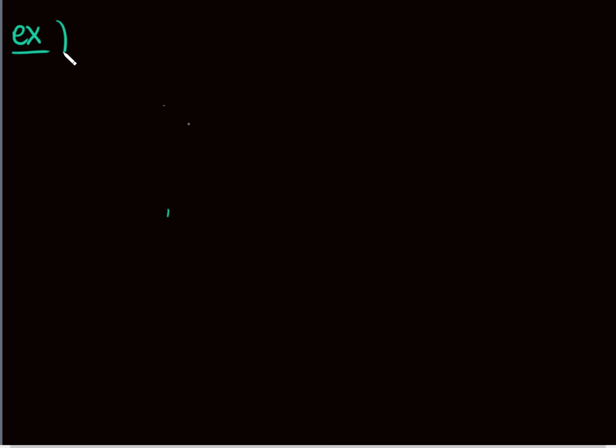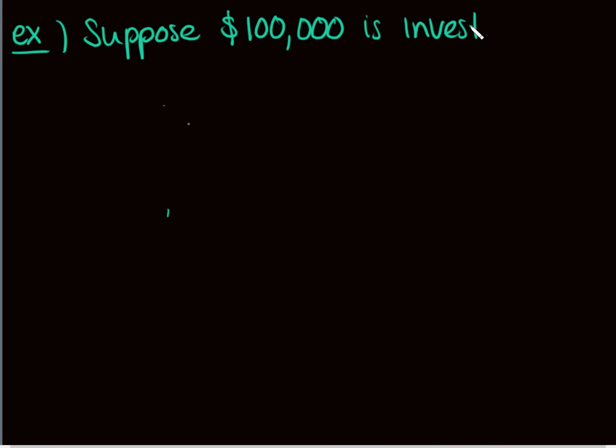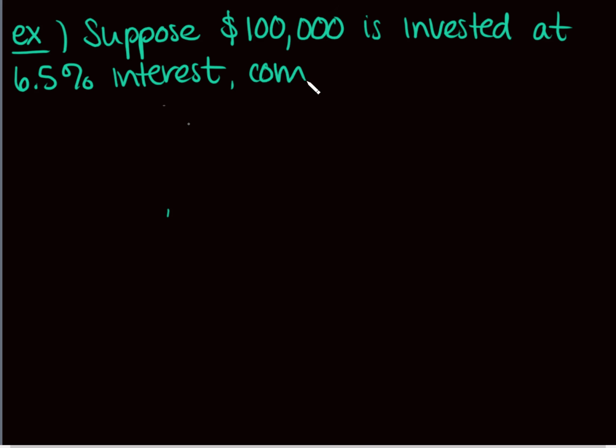So let's look at an example. Suppose this is a high roller example. Suppose $100,000 is invested at 6.5% interest, compounded semi-annually, okay?